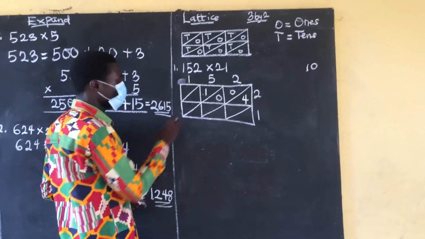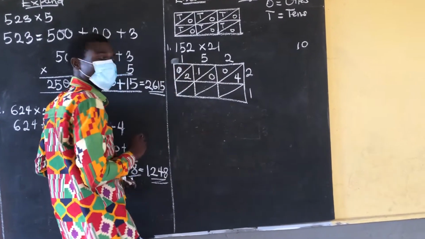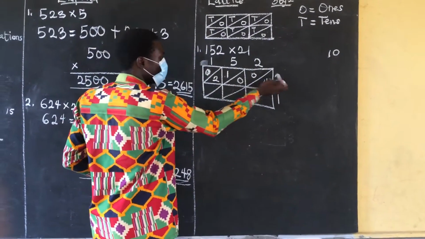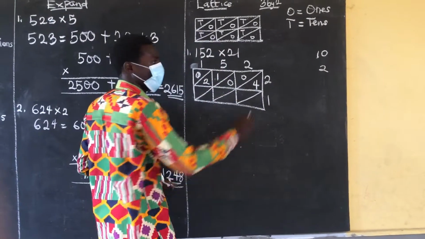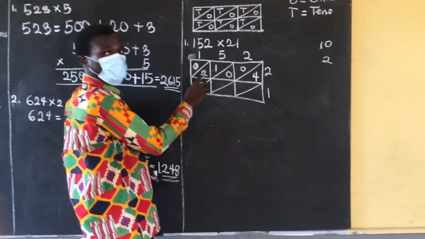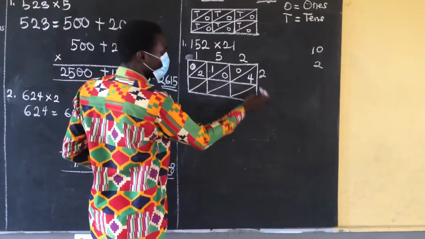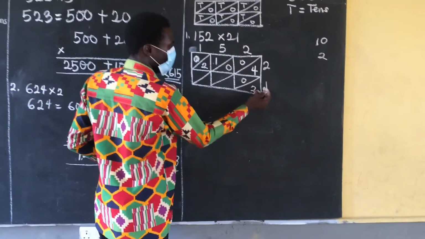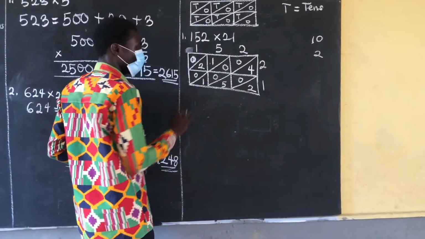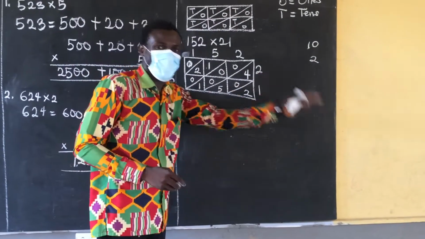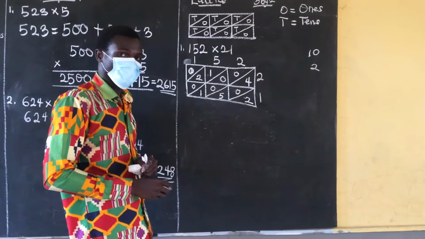2 times 1 is 2. Sorry, there is no number, so 0. Because 2 times 1 is 2. And the place value of 2 is ones. So the 2 will come here. There is no tens, so I'll write 0. 1 times 2 is 2, 0. 1 times 5 is 5, 0. 1 times 1 is 1, 0. Because there are no tens value for these numbers, that is why we brought the zeros.